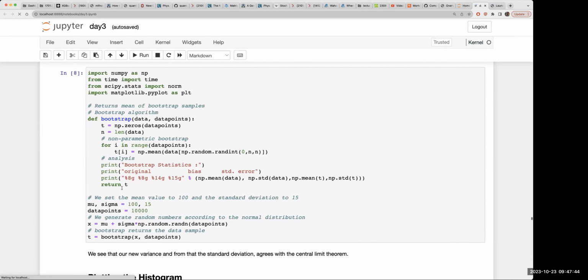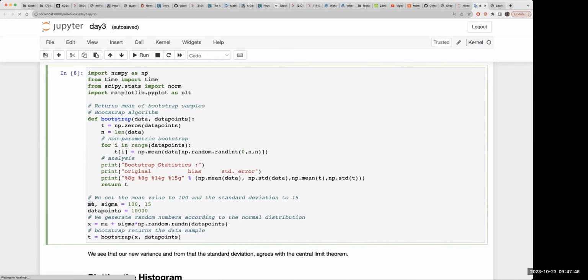What I'm doing now is generating this distribution with 100 as a mean value. It has a standard deviation of 15, and I generate 10,000 points. I simply do a random normal distribution here, and this is now generating a Gaussian with a mean value of 100 and a sigma of 15.